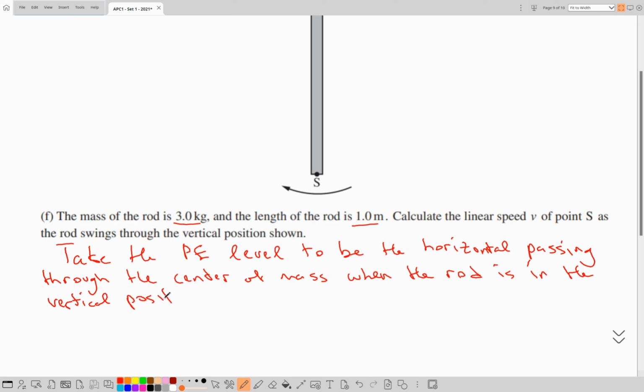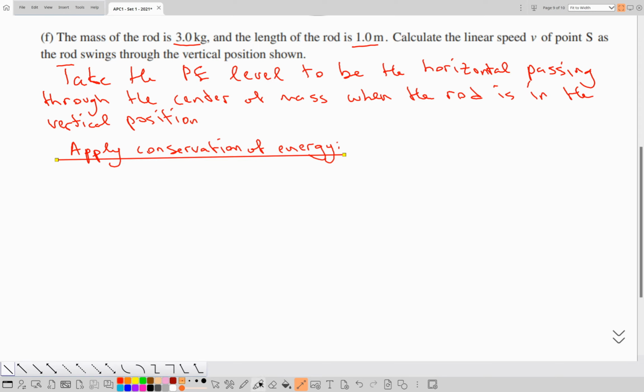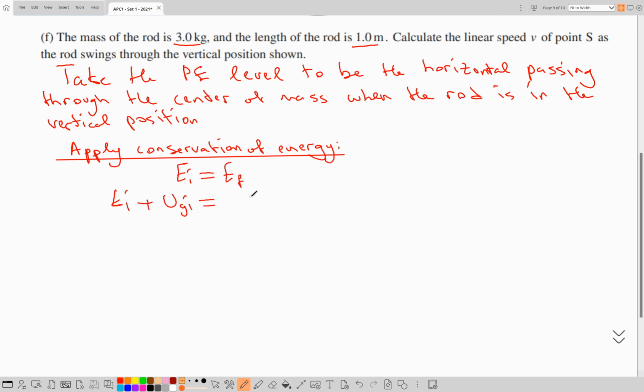Now, why is this important for us? Because this will ensure that the final gravitational potential energy is 0. And now, let me apply conservation of energy. Energy initial is equal to energy final, and the energy is kinetic and gravitational. If you remember, at the beginning of the exercise I pointed out that the rod is released from rest, and based on our choice of PE level, the final potential energy would be 0.